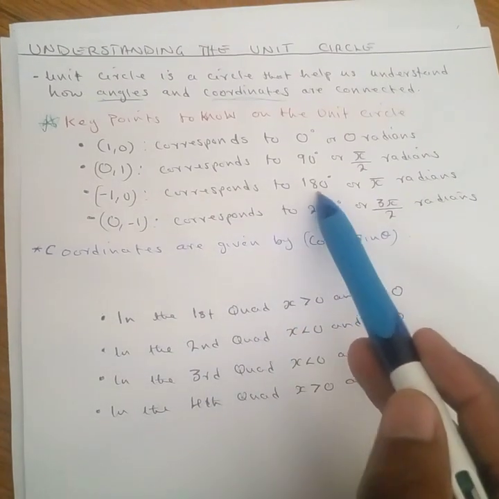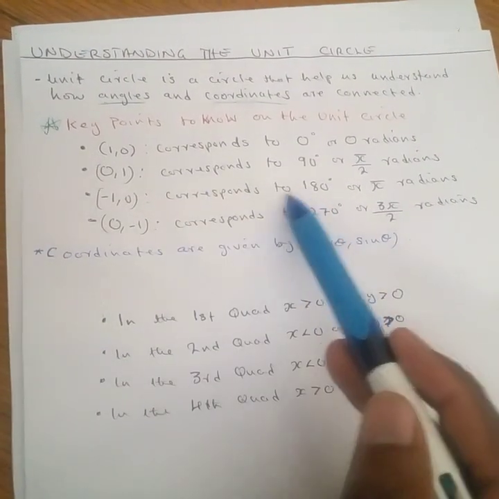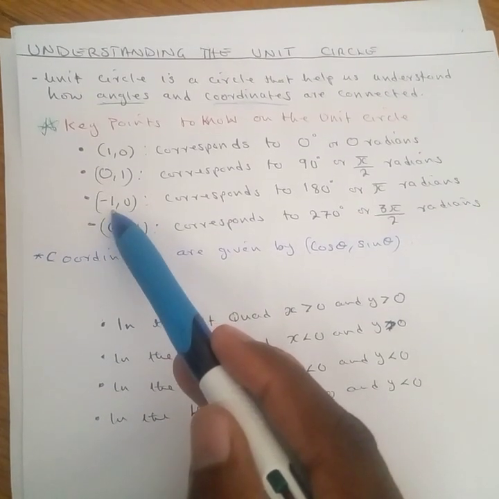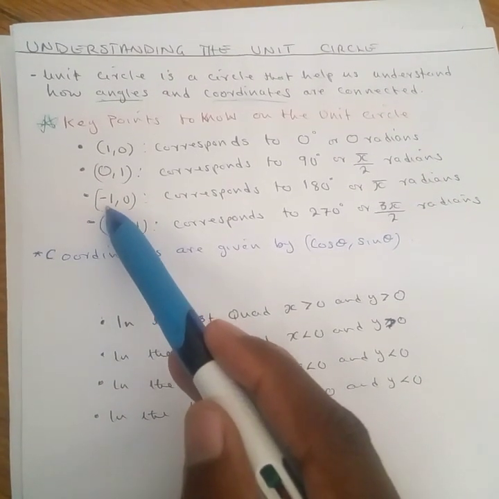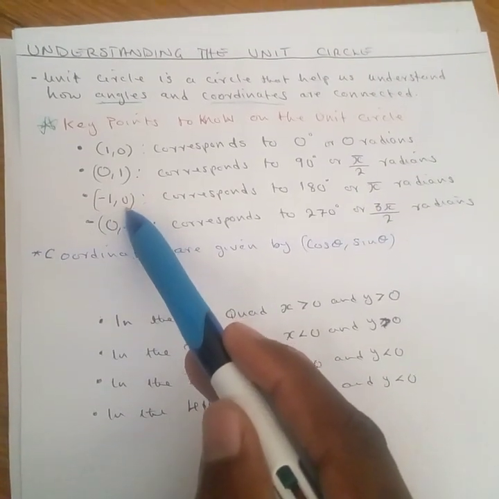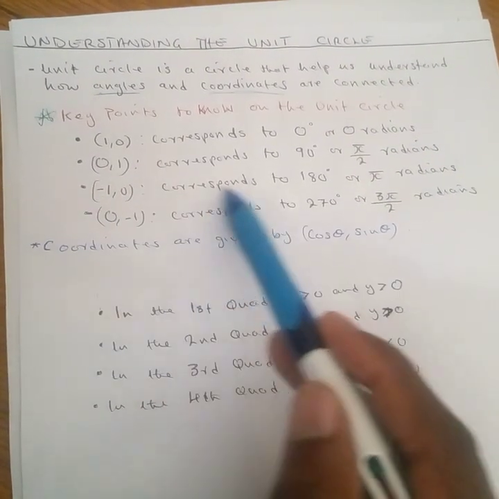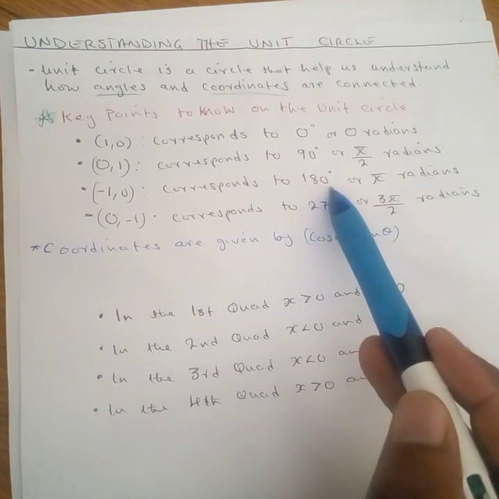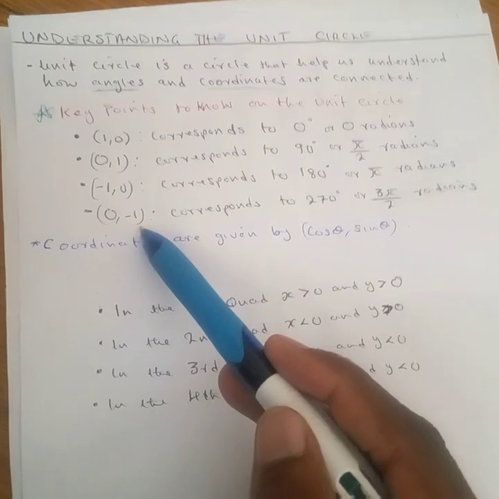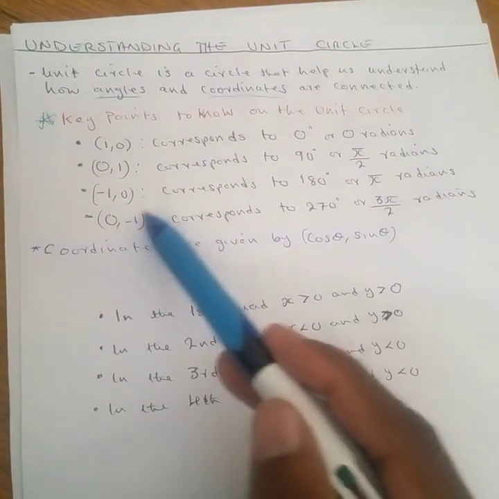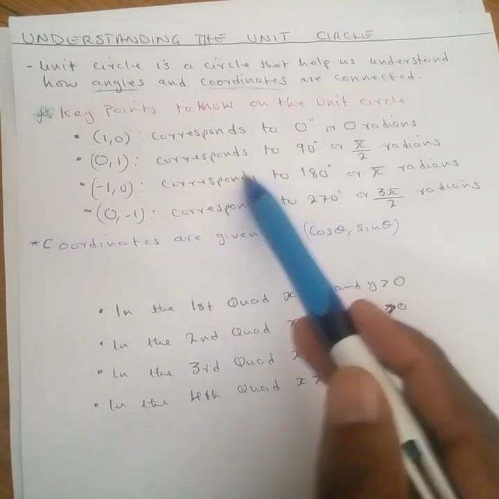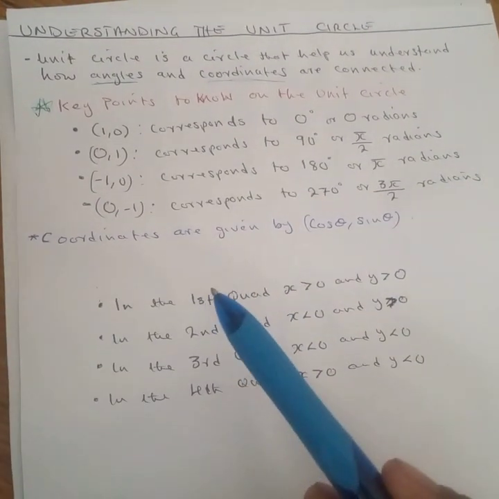(-1, 0) corresponds to 180 degrees, when cos represents the x value. So when x is -1, then sine should be 0. And when x is -1, this is an angle of 180 degrees or pi radians. Then (0, -1) corresponds to 270. This is where y, or the sine, is negative. So this is very important. We shall demonstrate this on the diagram.